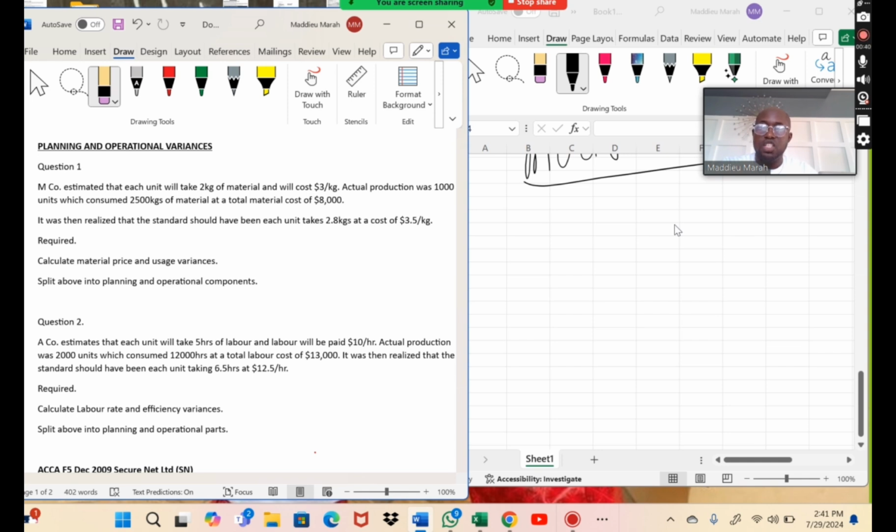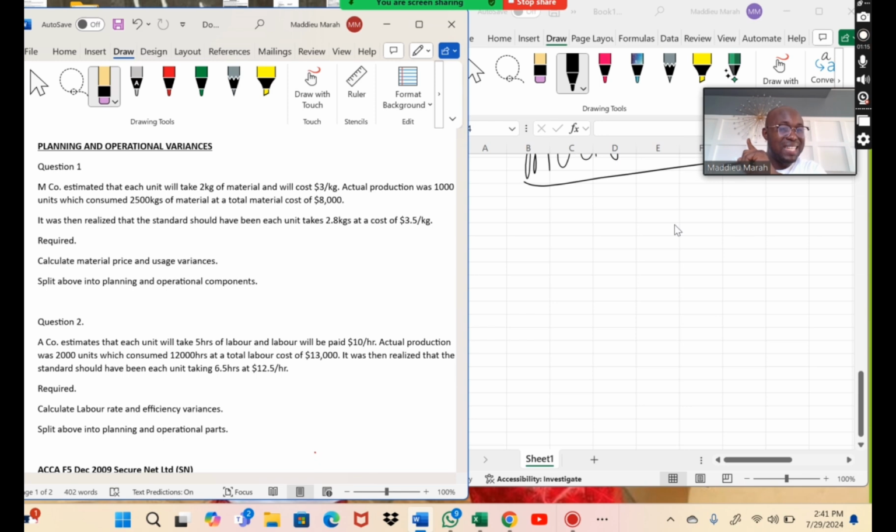MCO estimated that each unit will take 2 kg of material and will cost $3 per kg. Actual production was 1,000 units, which consumed 2,500 kg of materials at a total material cost of $8,000. It was then realized that the standard should have been each unit takes 2.8 kg at a cost of $3.5 per kg.